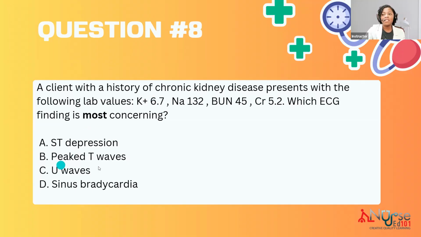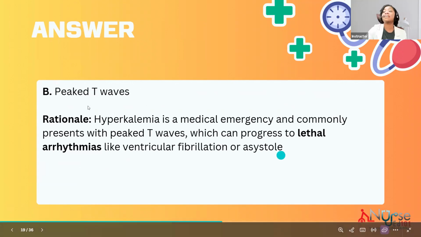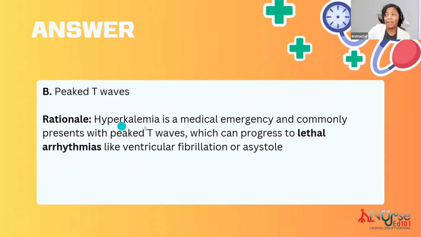So that is going to be a concern for us, particularly on the EKG, showing us taller T waves that are consistent with hyperkalemia. That is considered a medical emergency. It can progress to lethal arrhythmias. That's the problem. There is a potential that hyperkalemia with those tall T waves can lead us to ventricular fibrillation or even asystole.